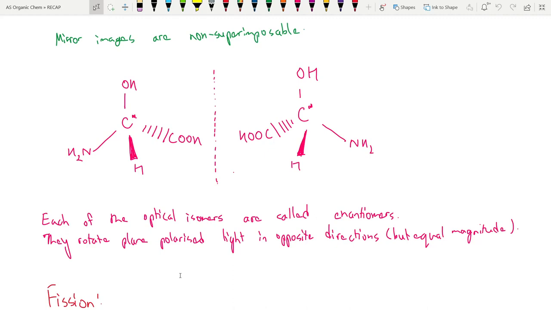If we have a mixture containing equal amounts of both enantiomers, it's called a racemic mixture. If we pass plane polarized light through it, it will not change its direction of oscillation, all right? And if you're asked what an enantiomer is, it's basically one of the optical isomers that are formed, okay?